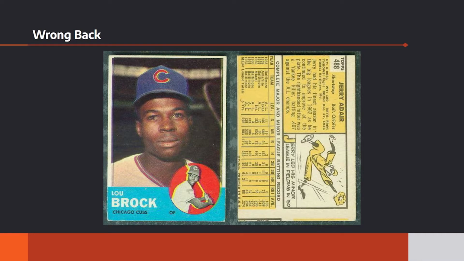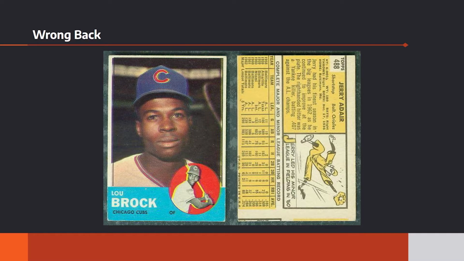Next up, similar to the last one, but in this case, it is the wrong back. This is where two players have their front and back mismatched. And this is something that can happen really easily if sheets get mixed up during the printing process. Often these are miscut, and they're going to vary set to set in what you might find.